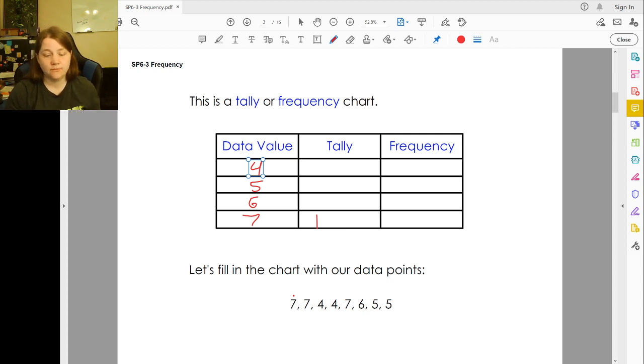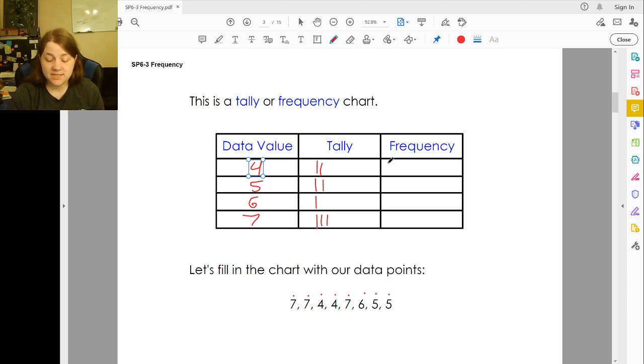That works too. I see another 7. That's another tally in the 7s. I see a 4. That's a tally in the 4s. I see another 4. That's another tally. I see a 7. That's another tally for 7. I see a 6. That's a tally for 6. I see a 5. That's a tally for 5. And I see another 5, which is another tally.